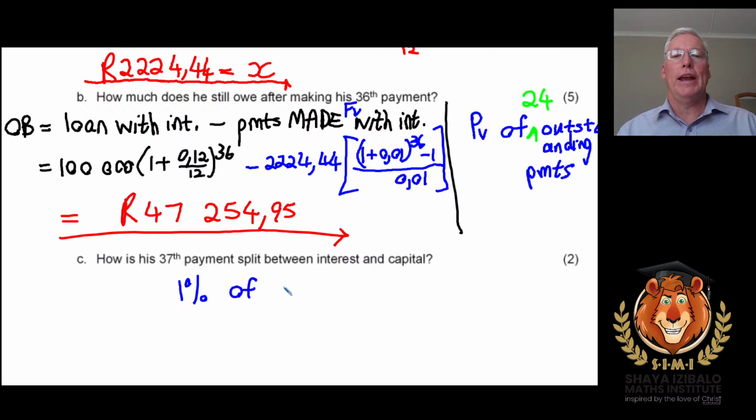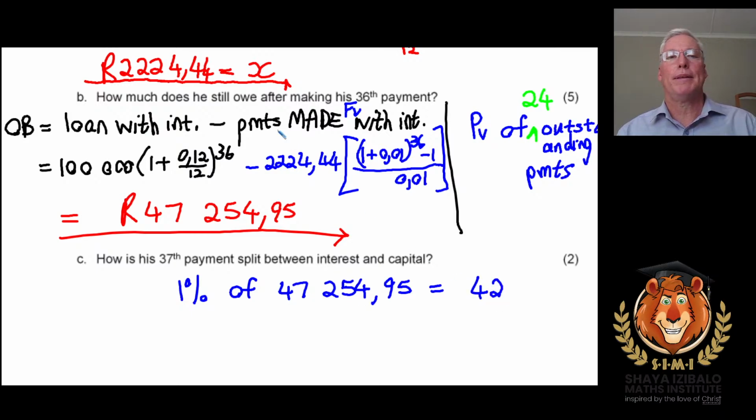Okay, so he actually pays 1% of 47,254.95. Even I can work out what that is without a calculator. We're just going to move the decimal place twice. We're going to get 472 and 55. 472 and 55. That's how much interest he's going to pay with the 37th payment.